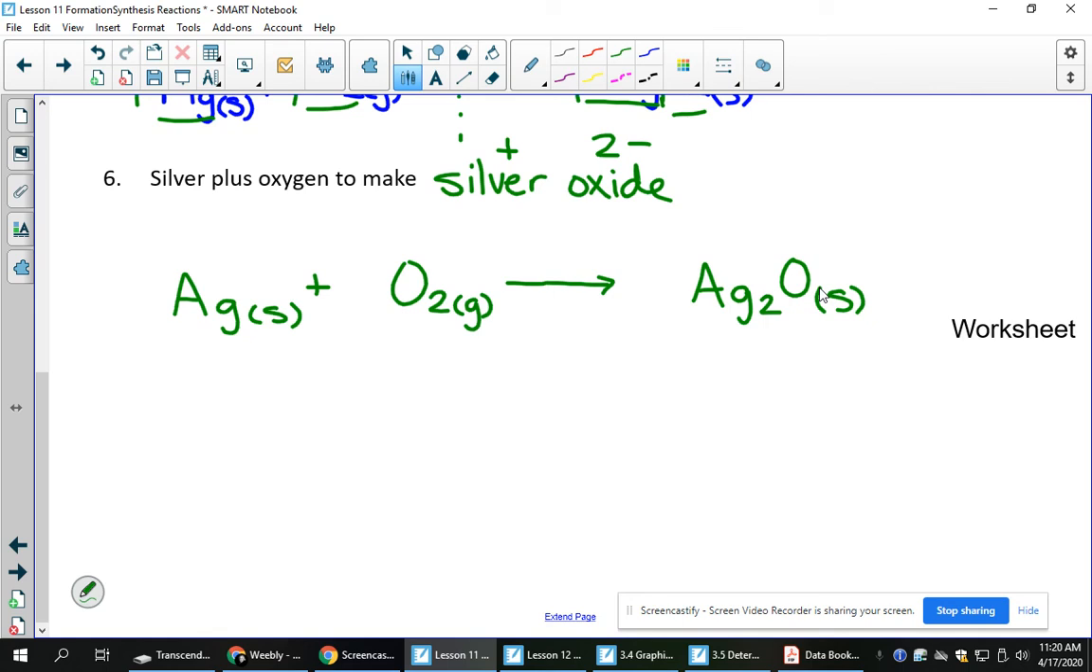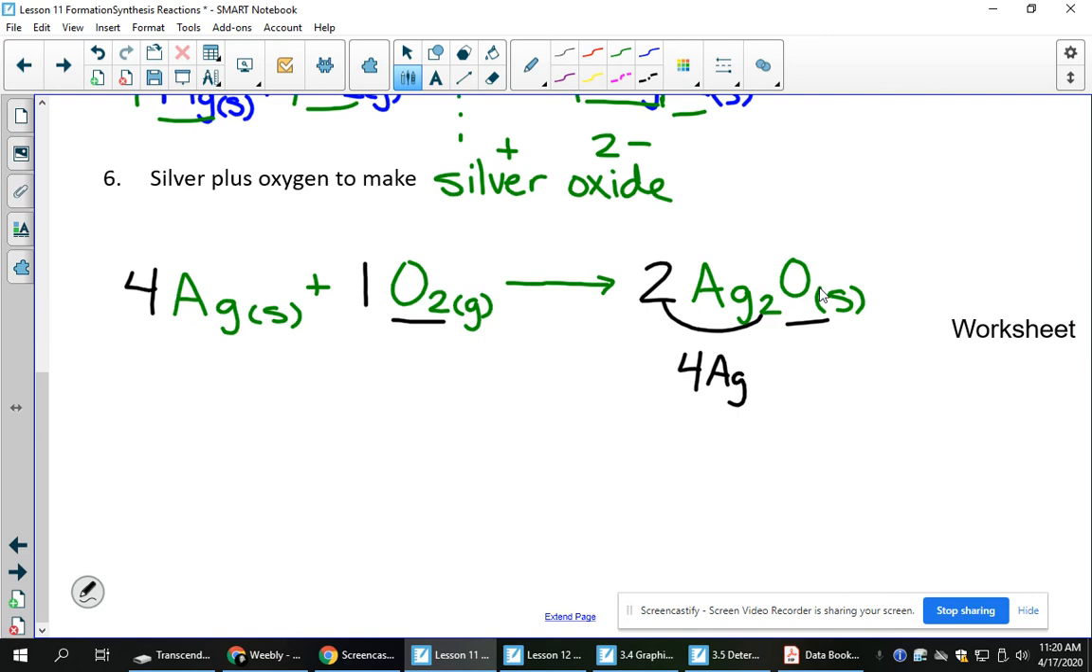Now let's balance. They both have 2s, so it doesn't really matter where you start here. Let's start with this oxygen. I see 2 and 1. I need to double the oxygen on this side so they balance. I now see 4, 2 times 2 is 4, silver. 4 silver. This is balanced. I can put a secret 1 in front of the oxygen, and I'm all done.